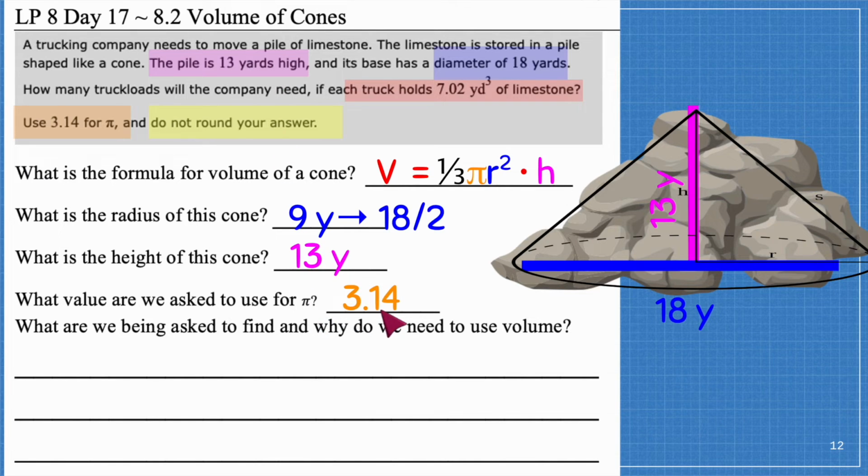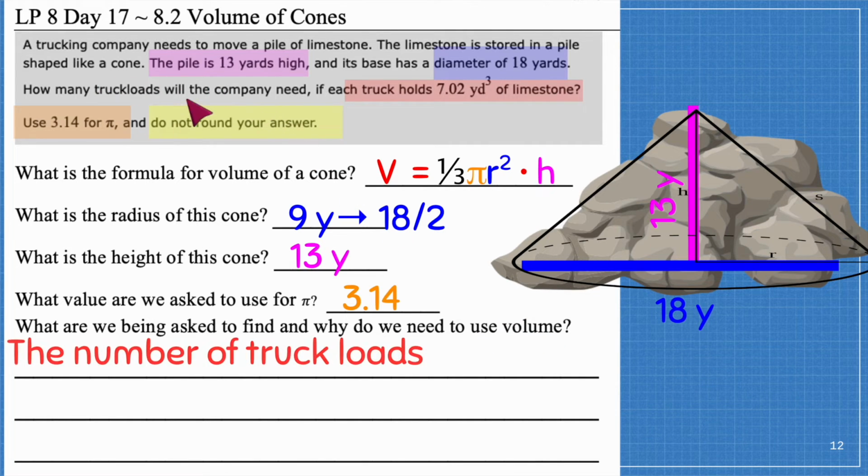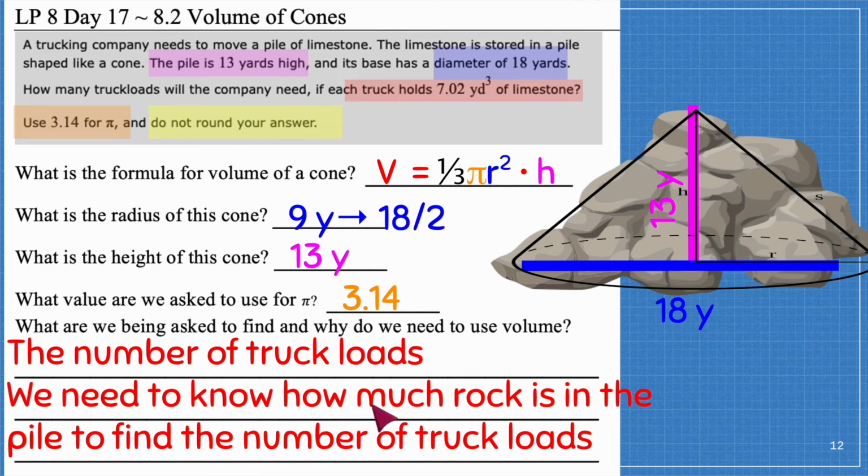And then they're telling us to use 3.14 for pi. So what are they asking us to find and why do we need volume? They're asking us to find the number of truckloads the company's going to need, right? I need to know how much rock is sitting there in that pile to find the number of truckloads. Once I know the volume of rock, then I can divide that by the volume that each truckload can handle.